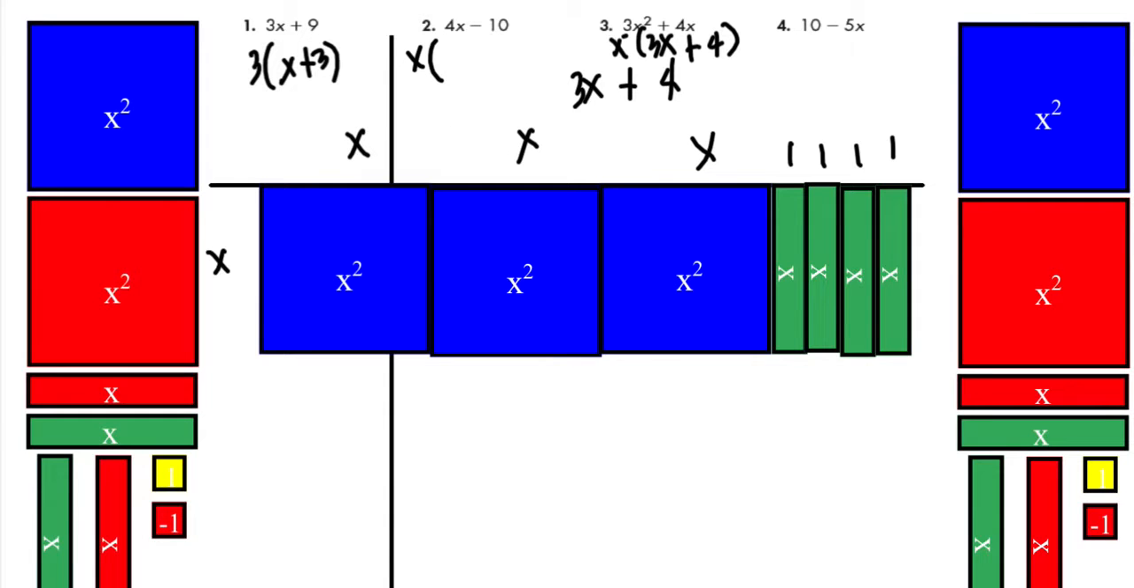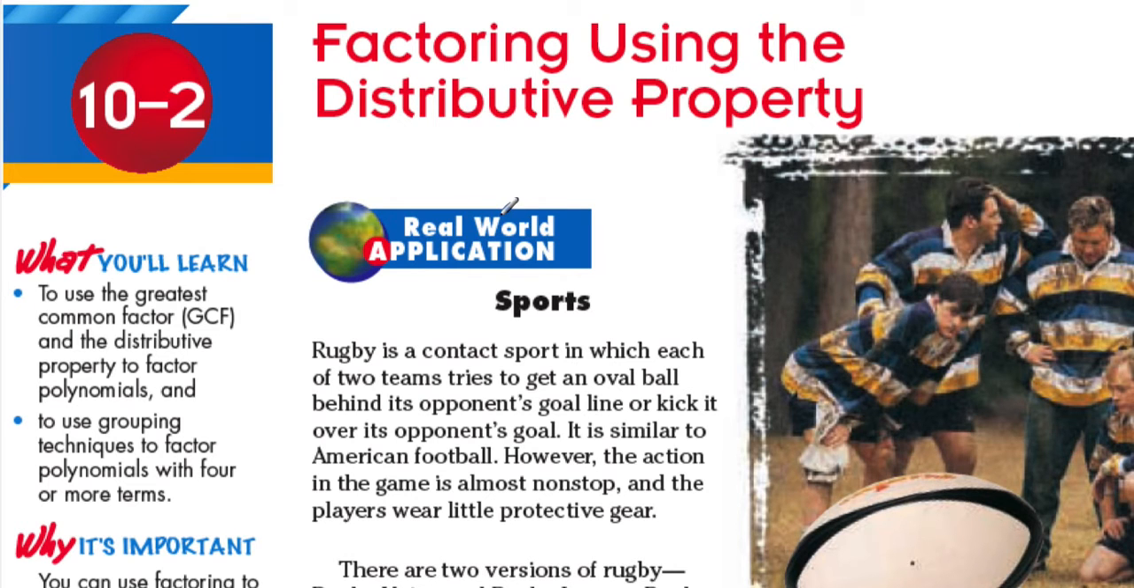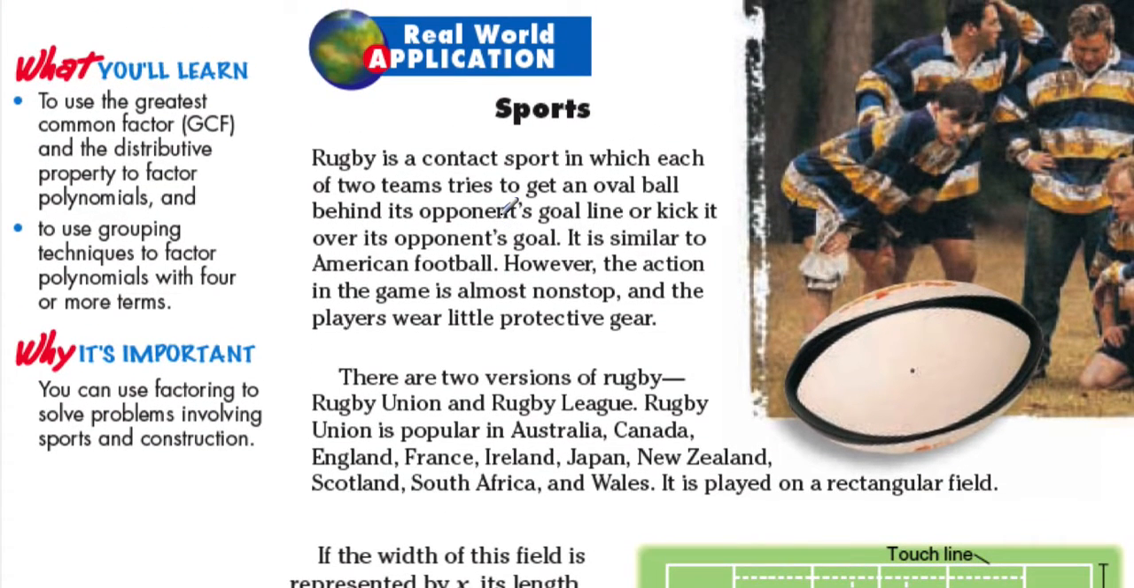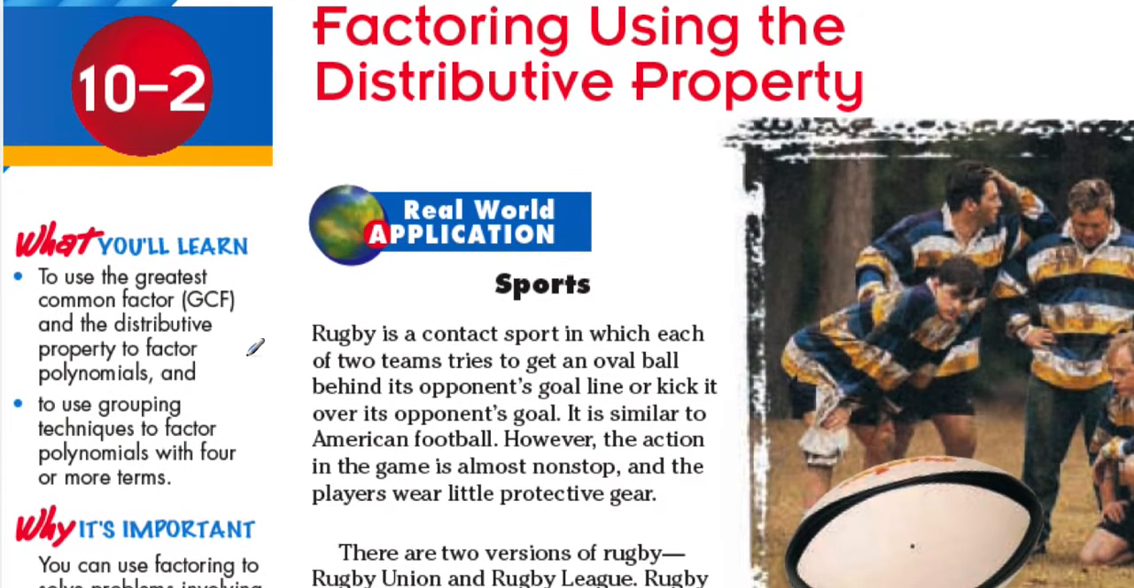Okay, let's jump to our lesson proper, which is 10-2, using the distributive property. In this lesson, you'll use the GCF and the distributive property to factor polynomials and to use grouping techniques to factor polynomials with 4 or more terms. So we start the factoring proper, and this is basically the foundation of a lot of algebra lessons. You will use this in geometry as well and in calculus in high school. So the faster you master this, the better off you become.